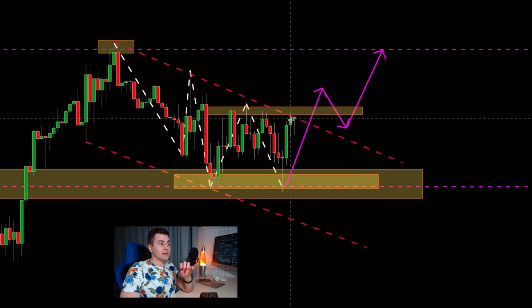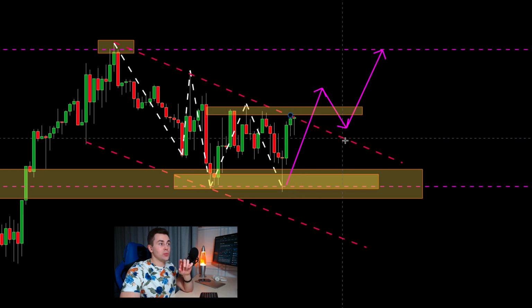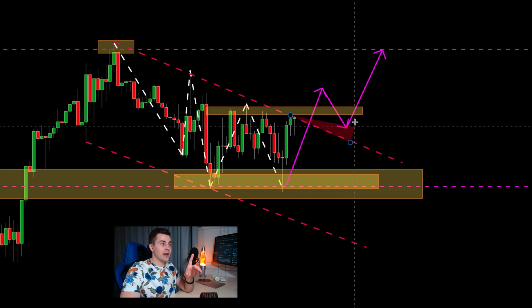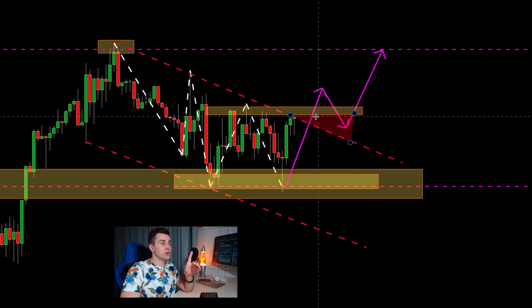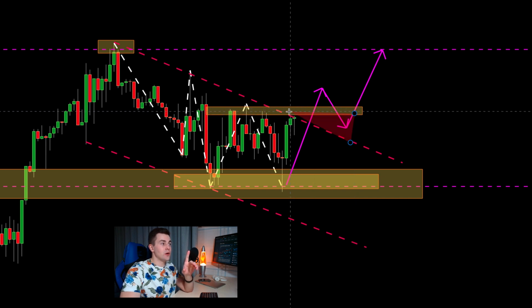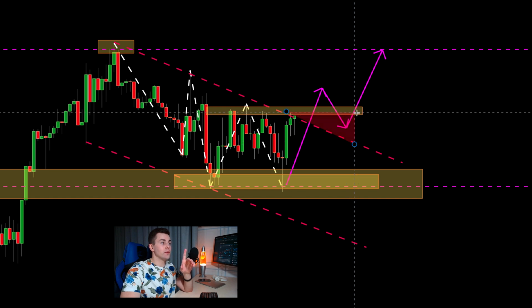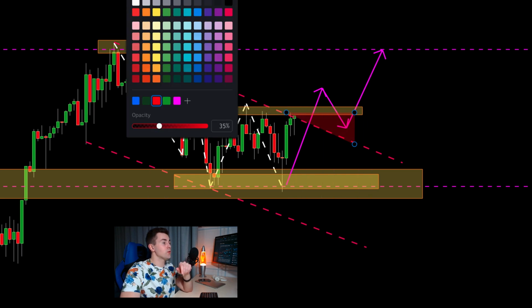And then the area between the broken resistance of the flag and the resistance of the horizontal range will give you a perfect buy zone. It is the zone from each and every point of which you can freely buy the market. Here will be our zone.